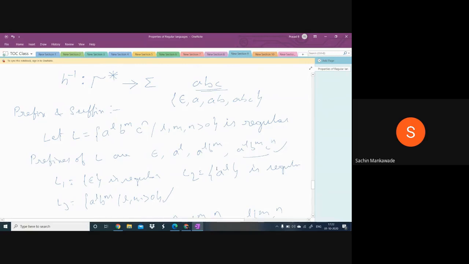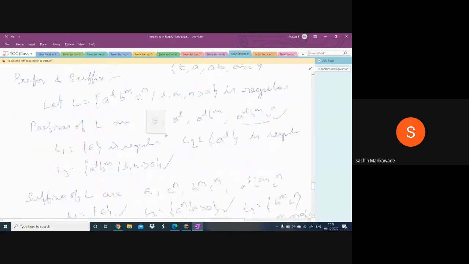So, this is regular because we can accept epsilon. And this is also regular because we can accept a^n. How can we accept it? Here l is greater than 0, so the minimum string is A. From the initial state we go to final, and after that we make the loop. Similarly, a^l b^m is also regular, and this is also regular. So if a language is regular, its prefix is also regular.